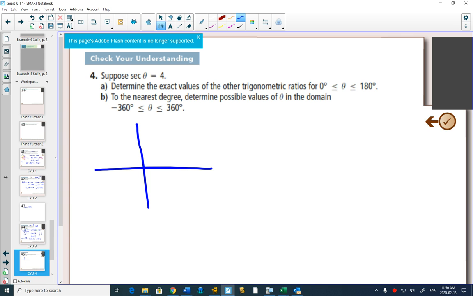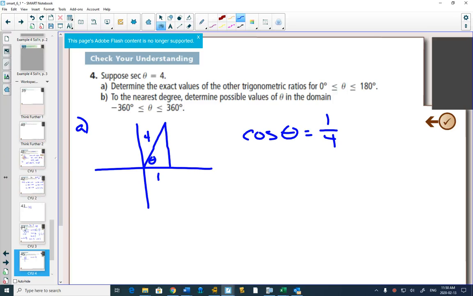That means that cos of theta is positive. And since secant and cos are reciprocals, if you know secant of theta is 4, then you know cos of theta is 1 over 4. In quadrant 4, right? Yeah, but in this one, they said only look between 0 and 180. We'll include quadrant 4 when we get to B. But for A, it has to be in quadrant 1. This is my angle theta, which happens to also be my reference angle.